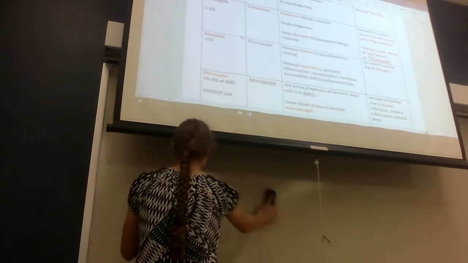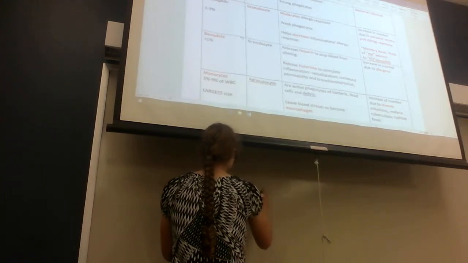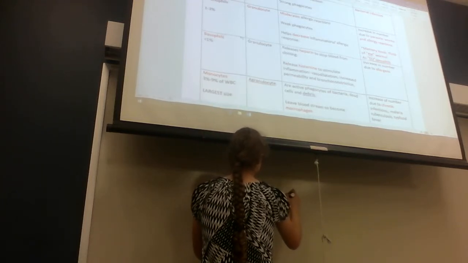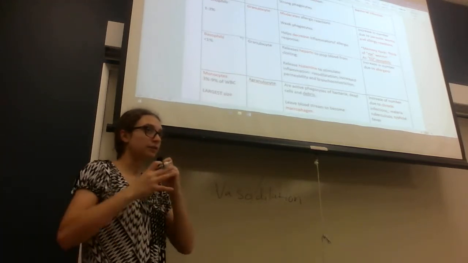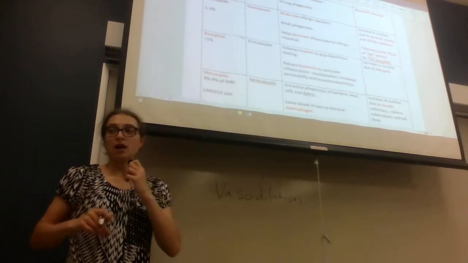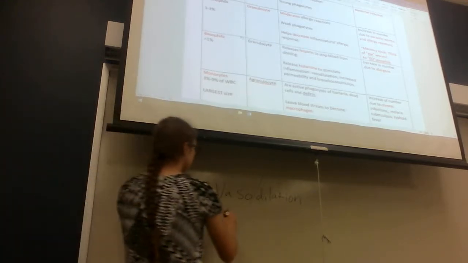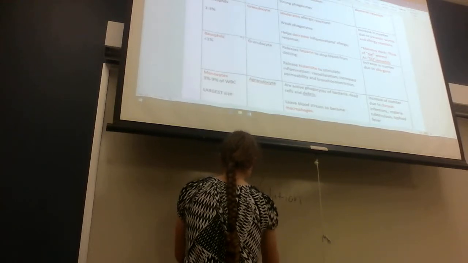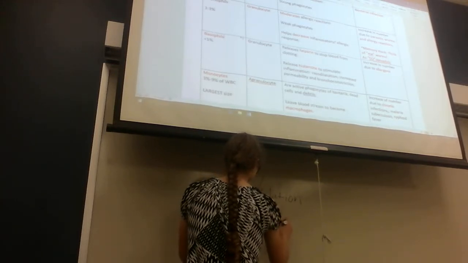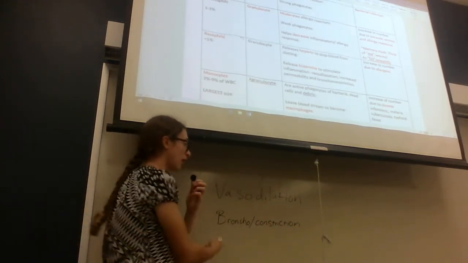So what's vasodilation? What happens to your vessel? Dilating of the... Yeah, your veins get bigger. They dilate. Another thing is bronchoconstriction. What is bronchoconstriction? Shortness of breath. Your bronchos constrict. Yeah, exactly, your bronchos constrict.